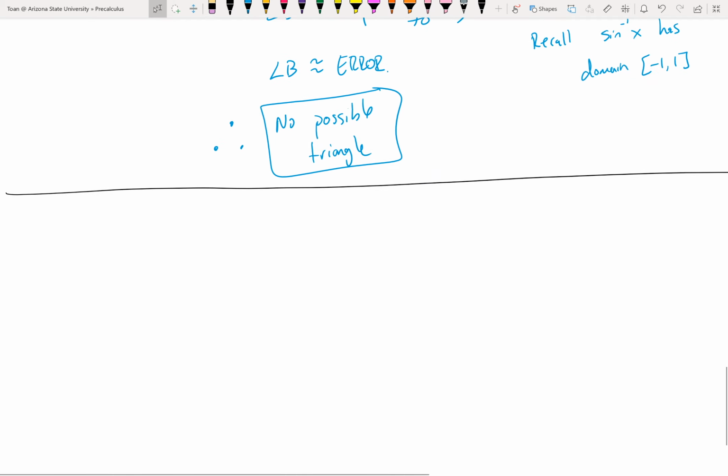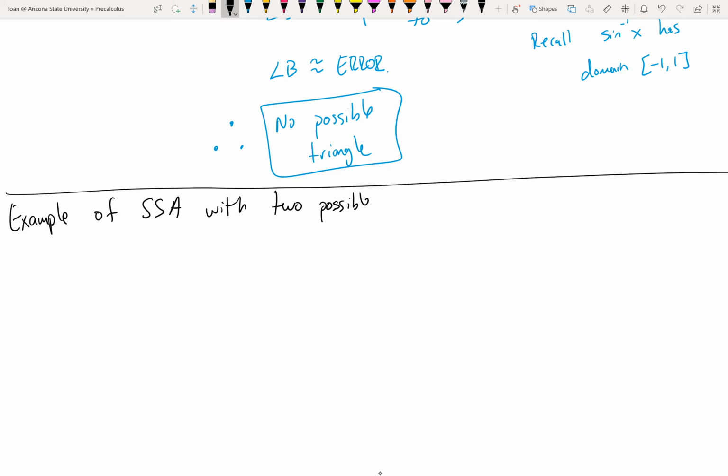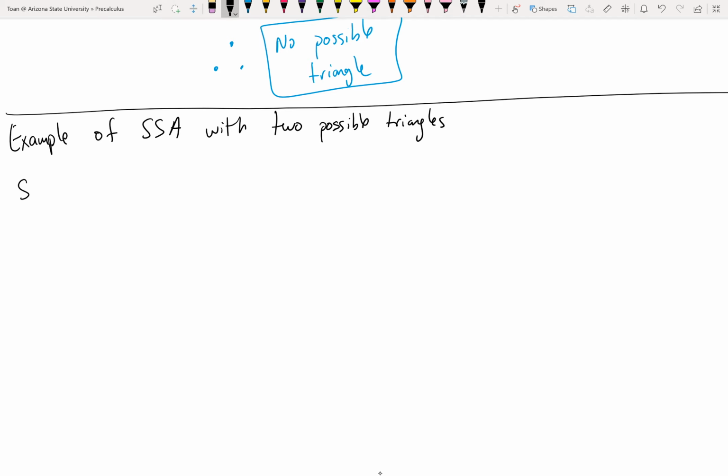So let's take a look at the next example. You can probably use process of elimination to know what this is about. Example of the side-side-angle case with two possible triangles. Suppose I asked you to solve the triangle given angle A is 43.1 degrees, side A is 186.2, and side B is 248.6.